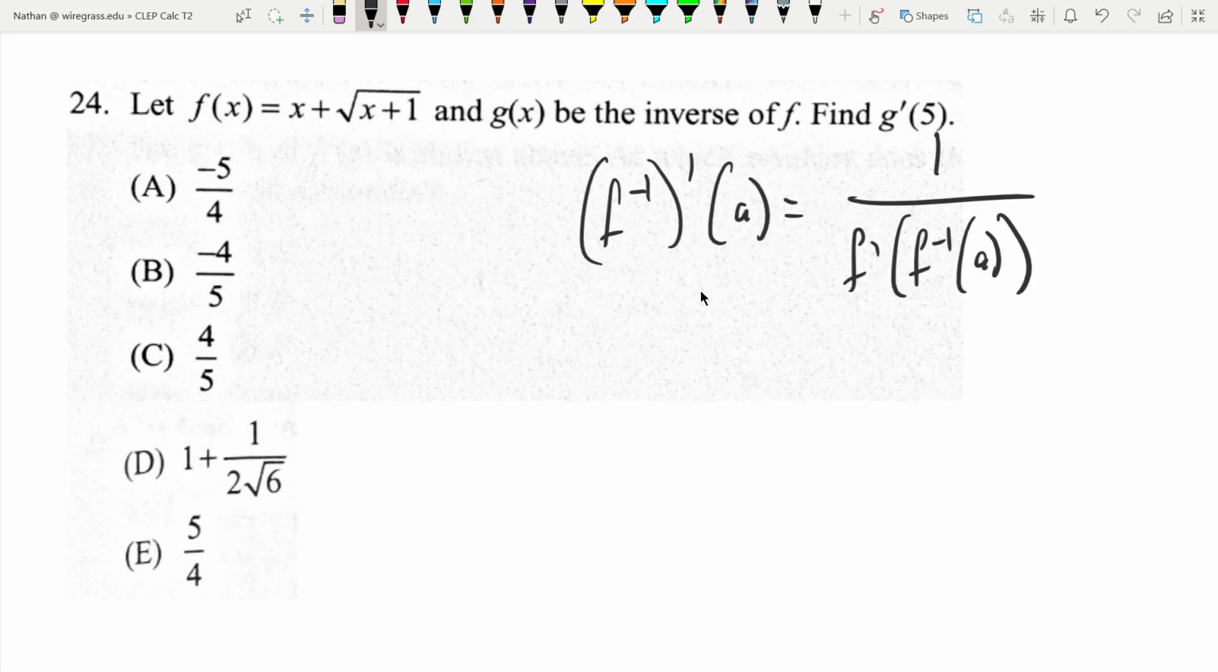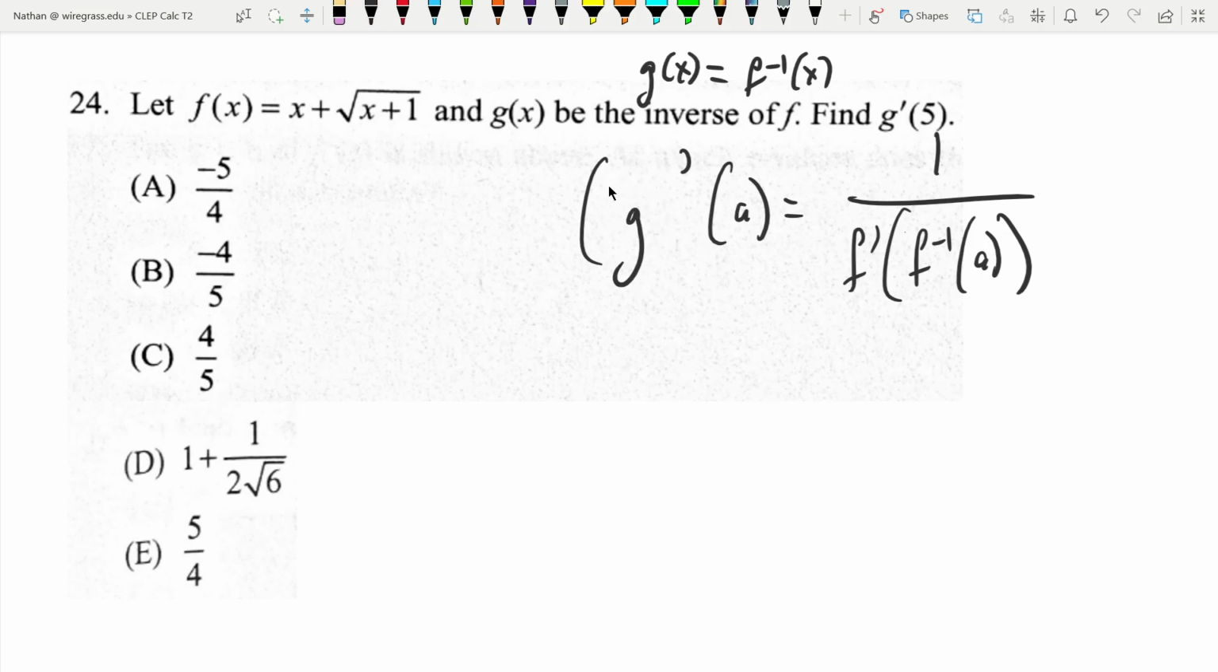It's an interesting formula. It's kind of one that you might need to memorize. There is a way of deriving it yourself, but you have to really study that to understand where it comes from. Now, what we need here is to figure out what we're doing. g is f inverse of x. So f inverse is the same thing as g here. So this is really just the derivative of g at a, and what we want here is 5.